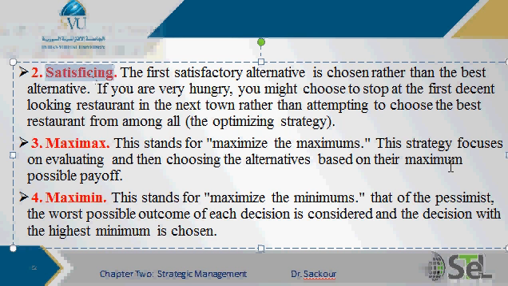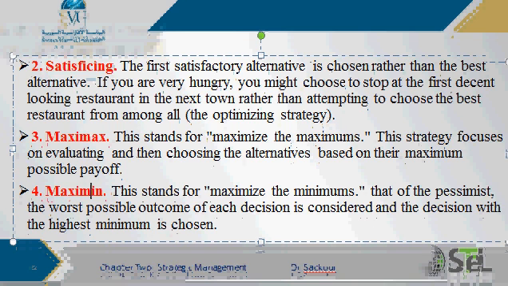In contradiction with this, we have maximin. This stands for the pessimist one. Maximize the minimum. This one is very pessimistic. The worst possible outcome of each decision is considered, and the decision with the highest minimum is chosen.